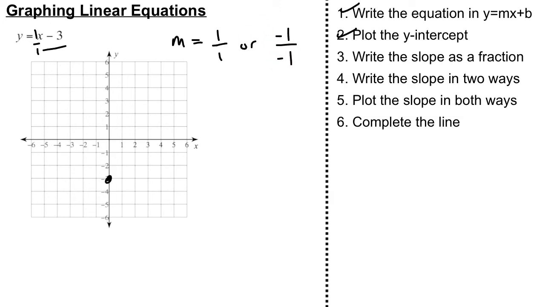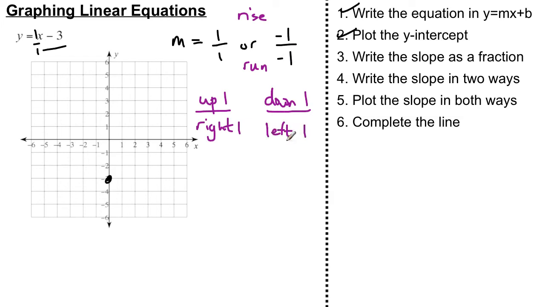Those are equal. Okay, so we want to do rise and run. So we rise 1, that means we go up 1, and we run 1, that means we go right 1. We rise negative 1, that means we go down 1, and we run negative 1. That means we go left 1.